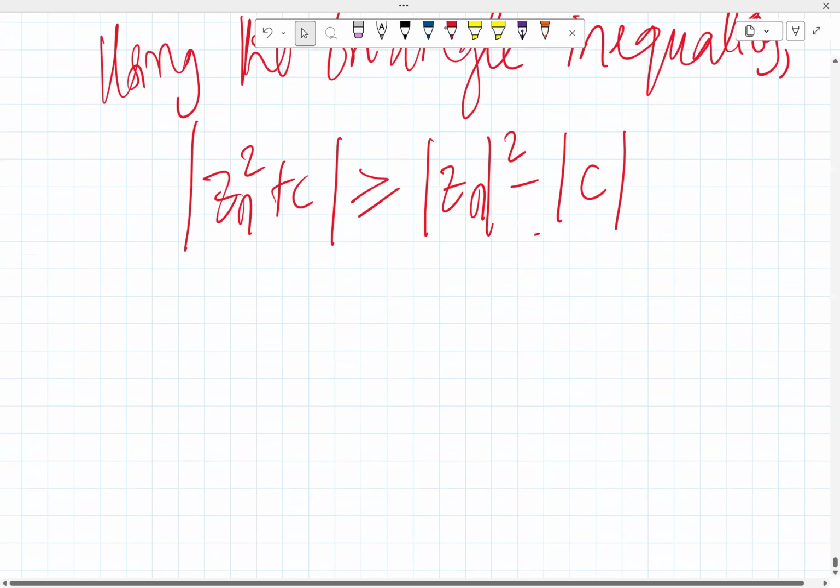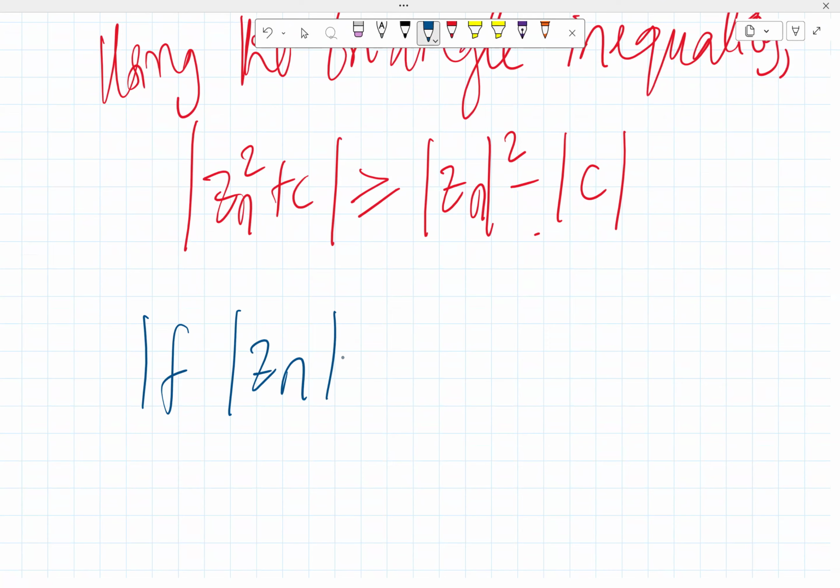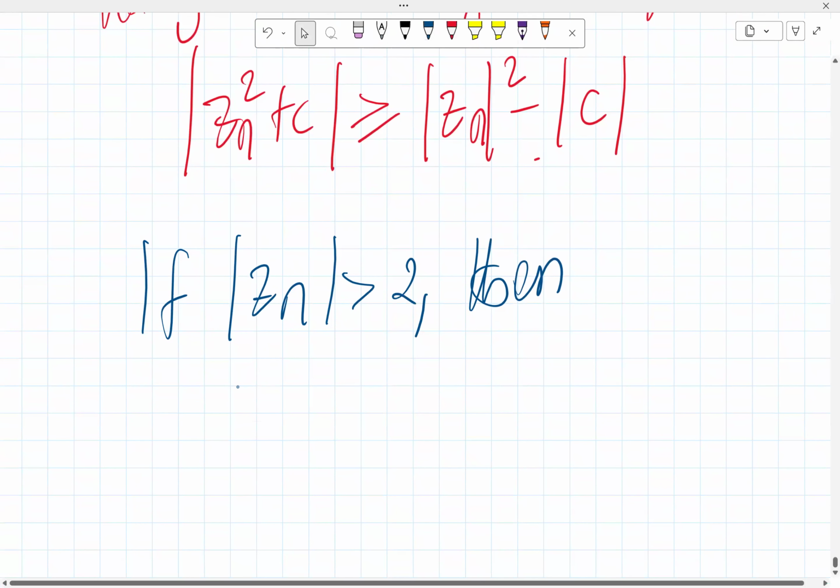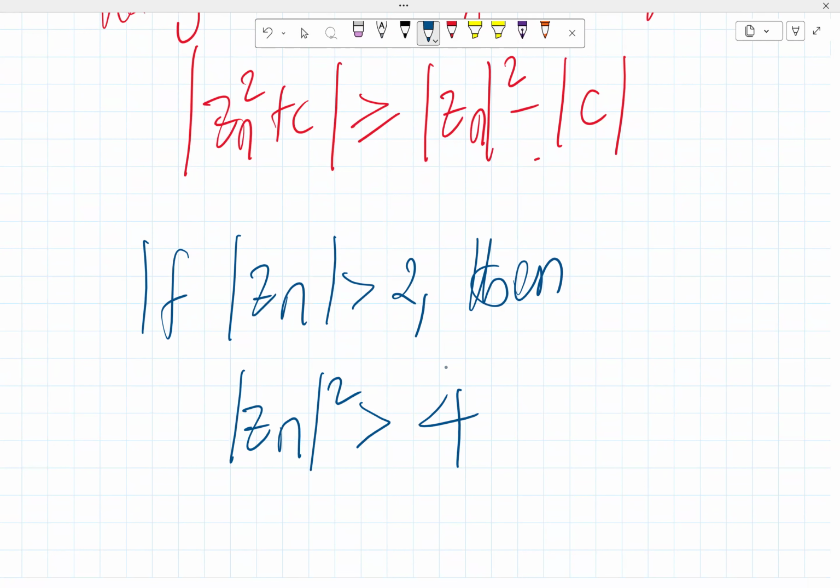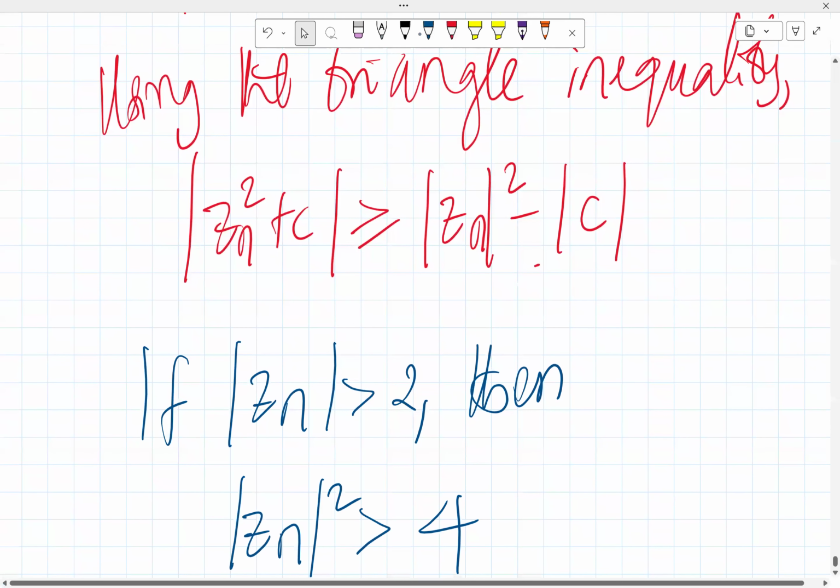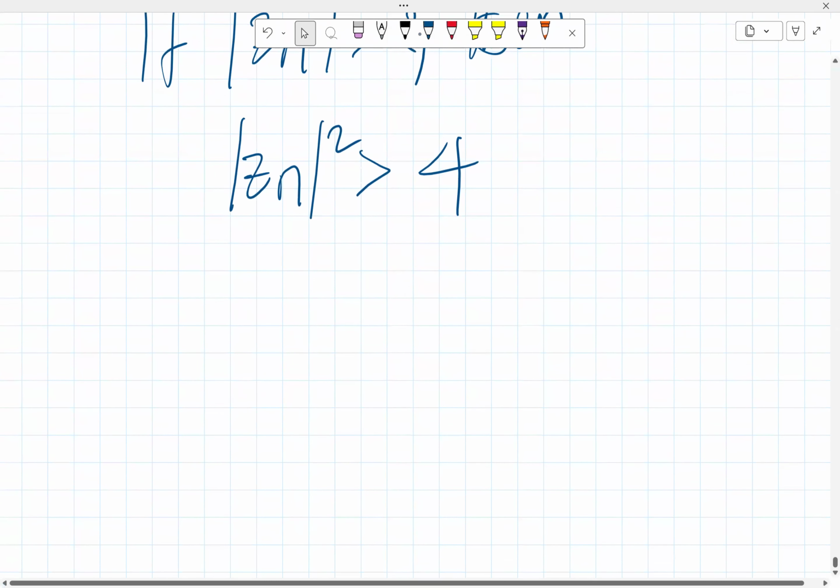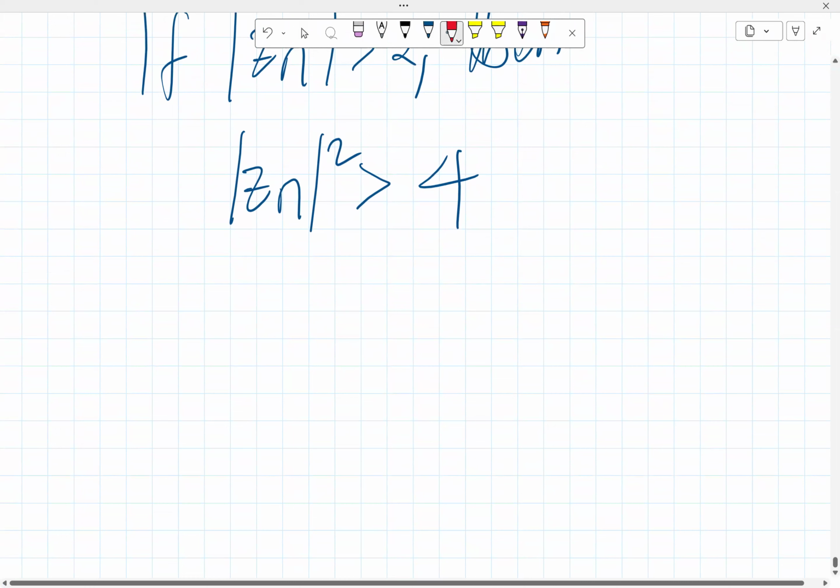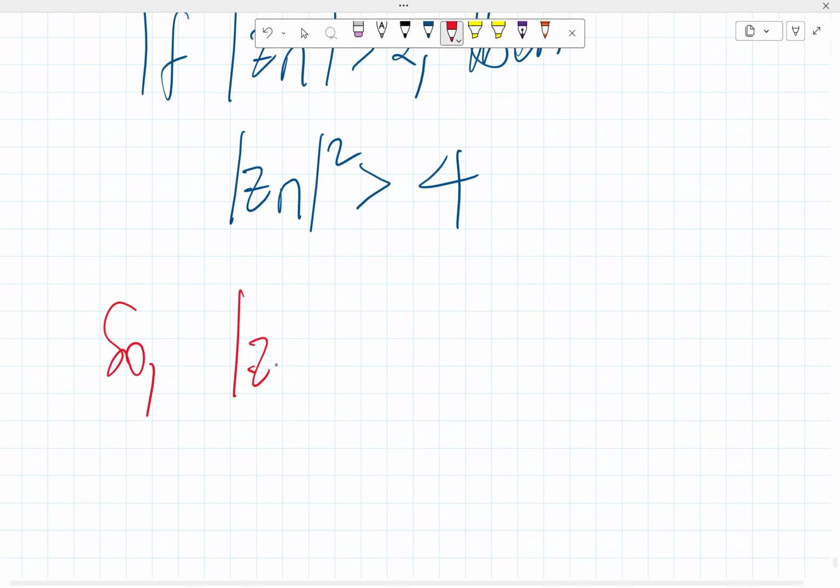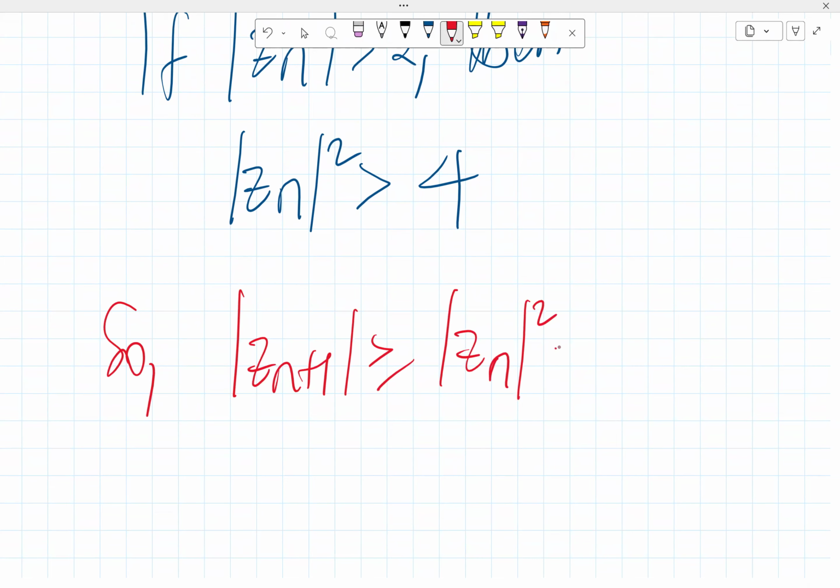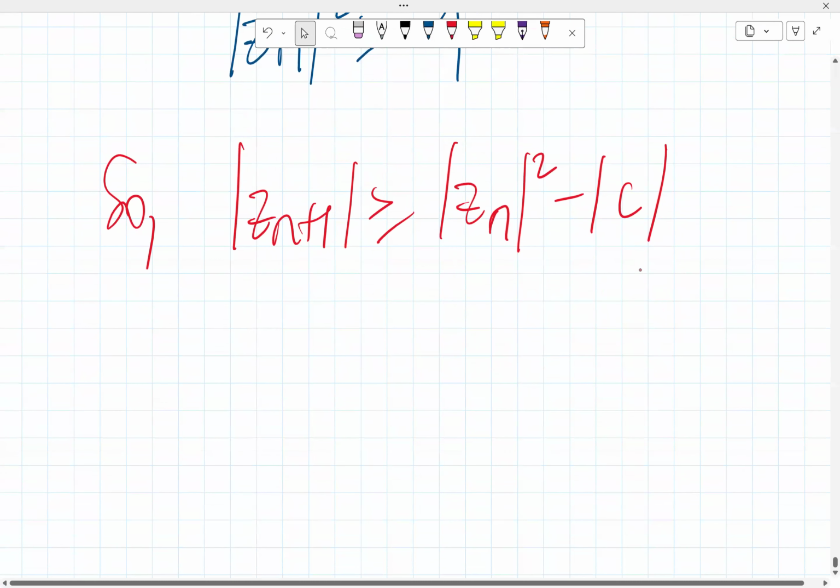So in this case now, if the absolute value of Zn is greater than 2, then we have that the absolute value of Zn all squared will be greater than 4, if you square both sides. And so the absolute value of Zn plus 1 is greater than or equal to the absolute value of Zn all squared minus the absolute value of C. That's established.